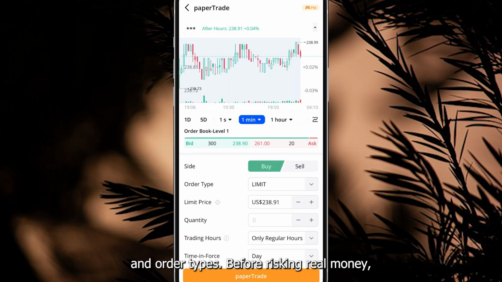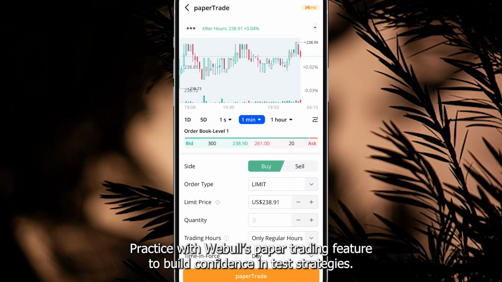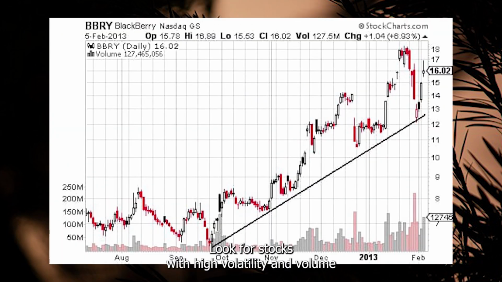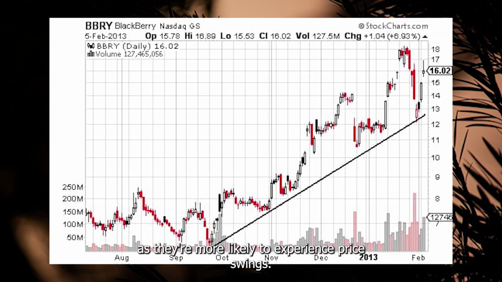Before risking real money, practice with Webull's paper trading feature to build confidence and test strategies. Look for stocks with high volatility and volume, as they're more likely to experience price swings.